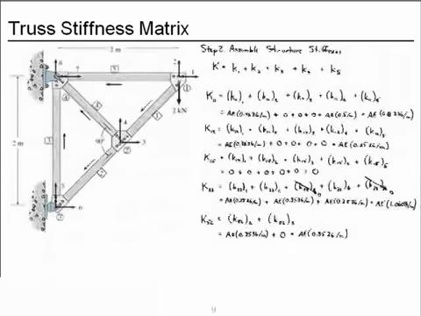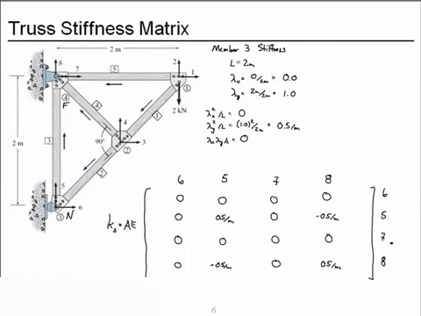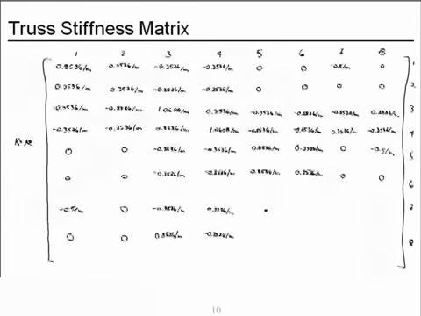Now this chunk, which comes only from member 3, rows associated with degrees of freedom 7 and 8, columns associated with degrees of freedom 5 and 6, so we need to take these and then these and insert them directly into the structure stiffness.